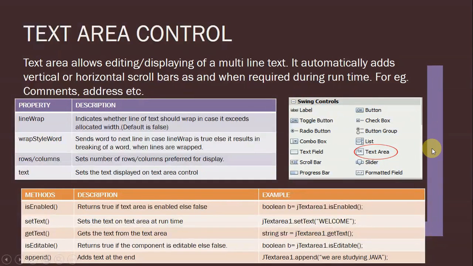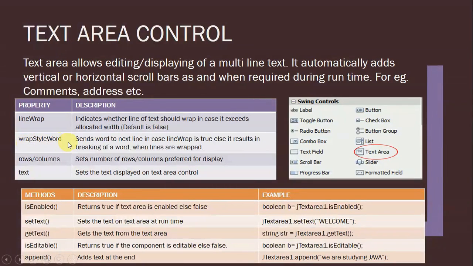And on the swing control palette, it appears like this. This is my text area. Now let us discuss a few of its properties and methods. The first property is the lineWrap property. It indicates whether a line of text should wrap in case it exceeds the allocated width. So wrapping is allowed only if this property is set to true, and by default it is set to false.